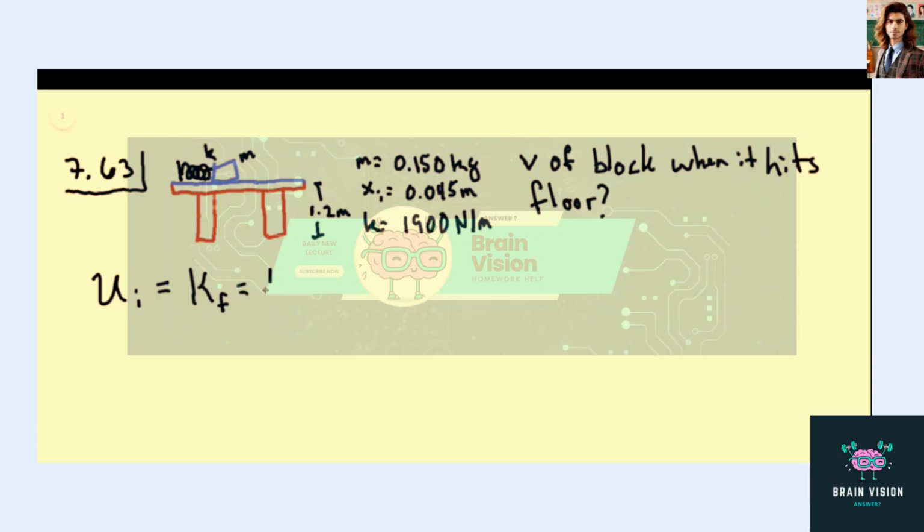So we have 1/2 mv squared is equal to 1/2 k x initial squared plus mgh, where h, recall, is 1.2 meters.